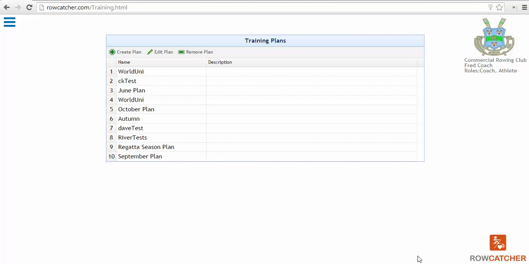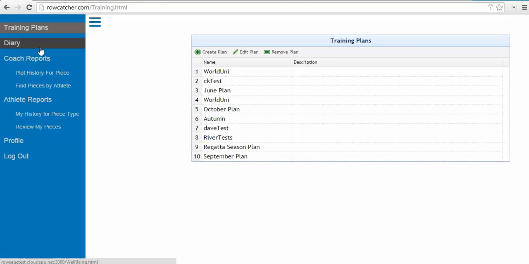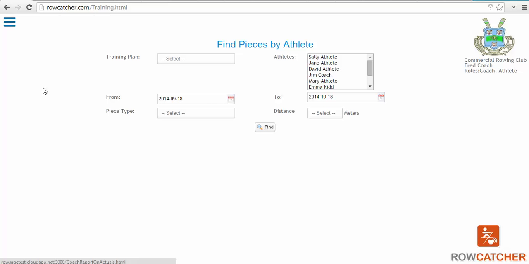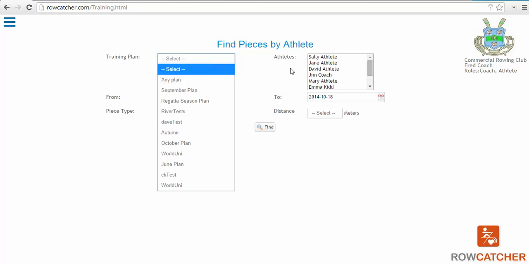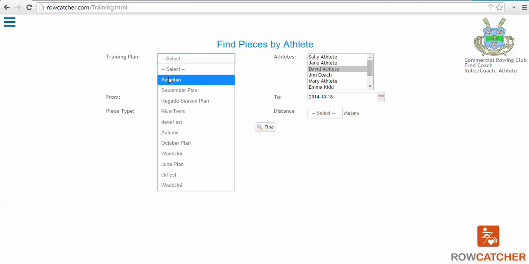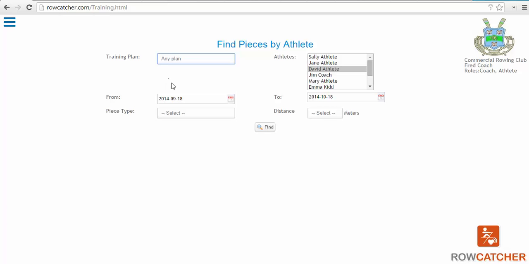So currently I'm logged in as the coach of that athlete, as a user called Fred. And if I go to the menu here and look at coach reports, find pieces by athlete, I come up with a query screen and I can do a query on any of the athletes that I coach. So, for example, I know the athlete that I'm looking for is David, and I want to query some of David's results from any of the training plans that I manage.